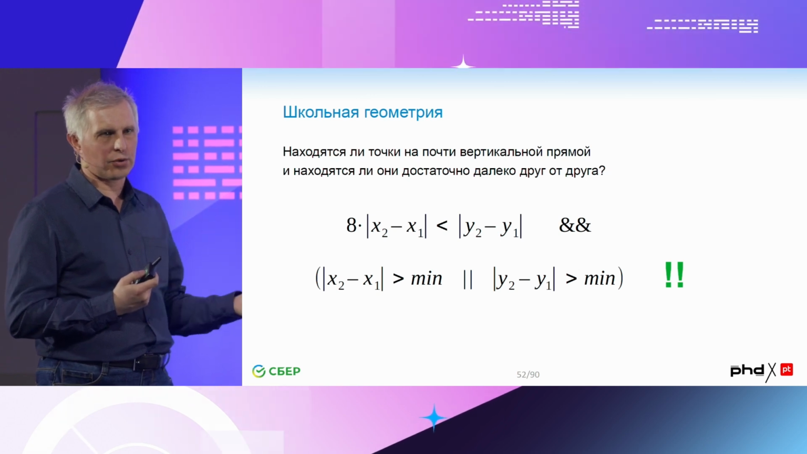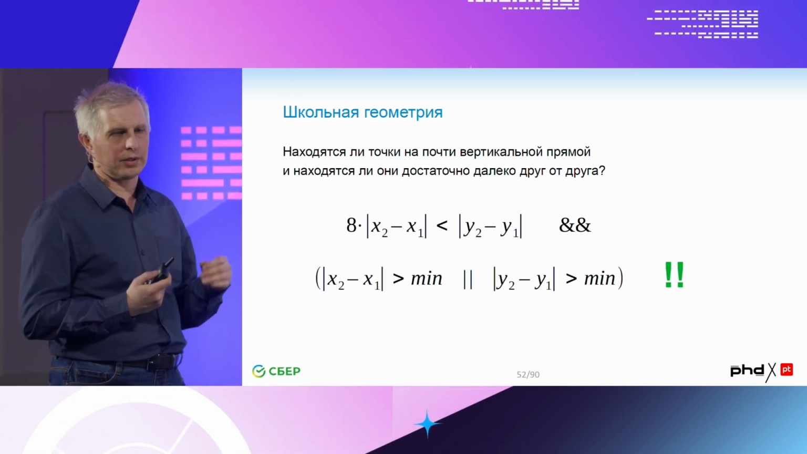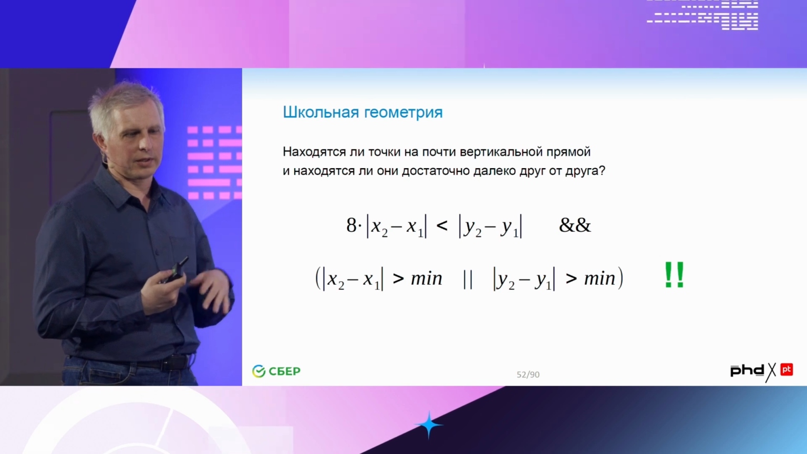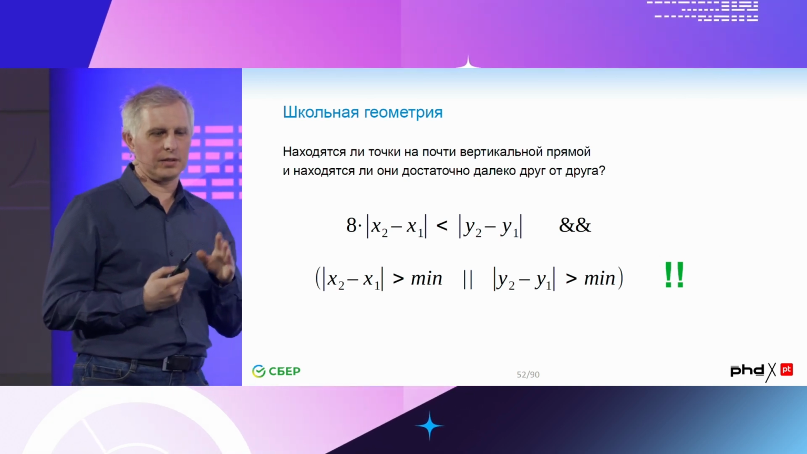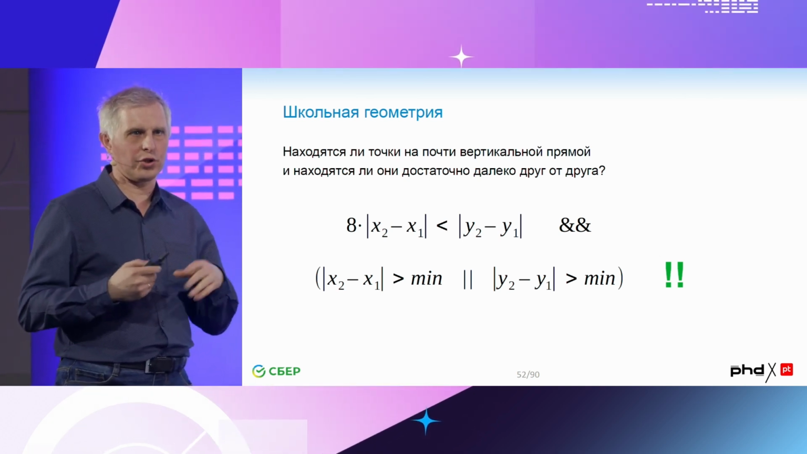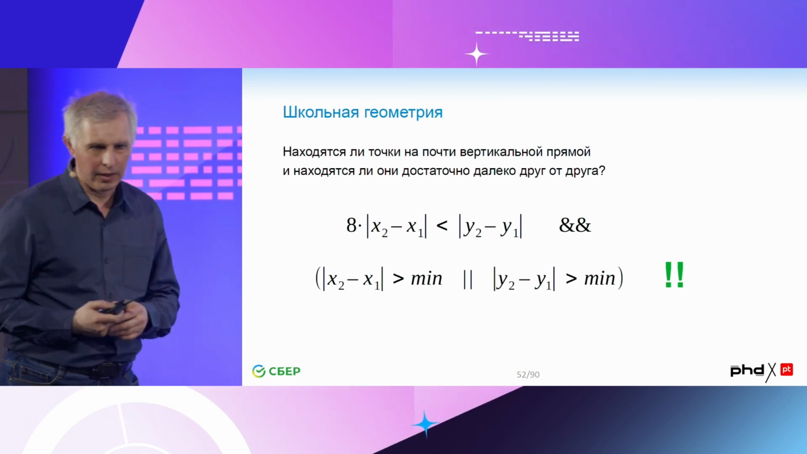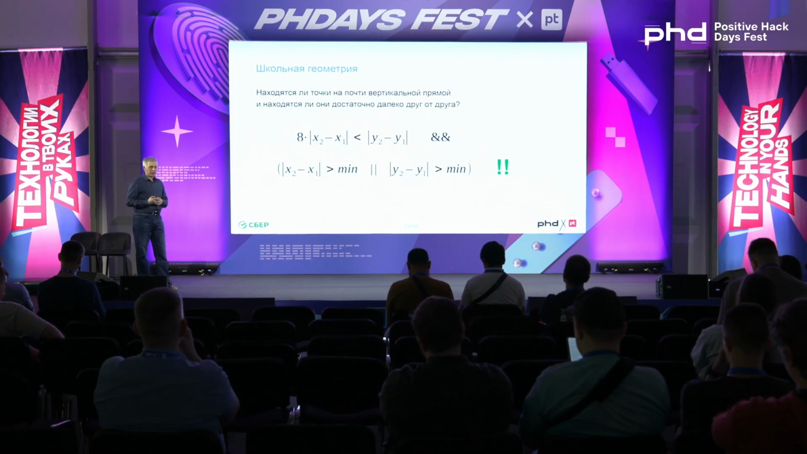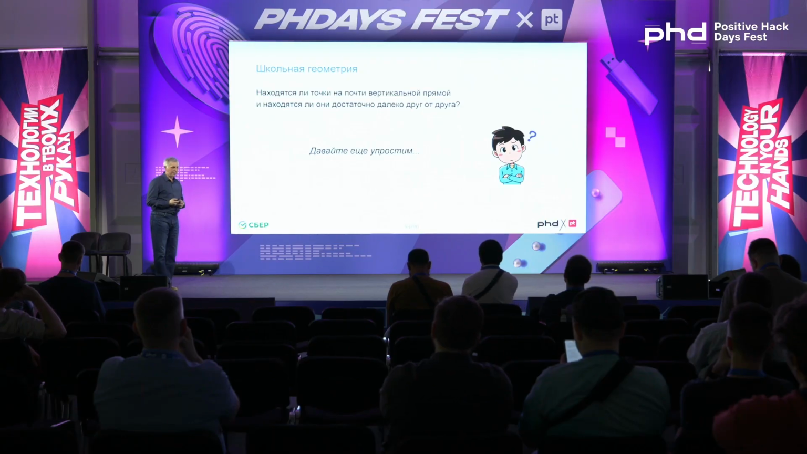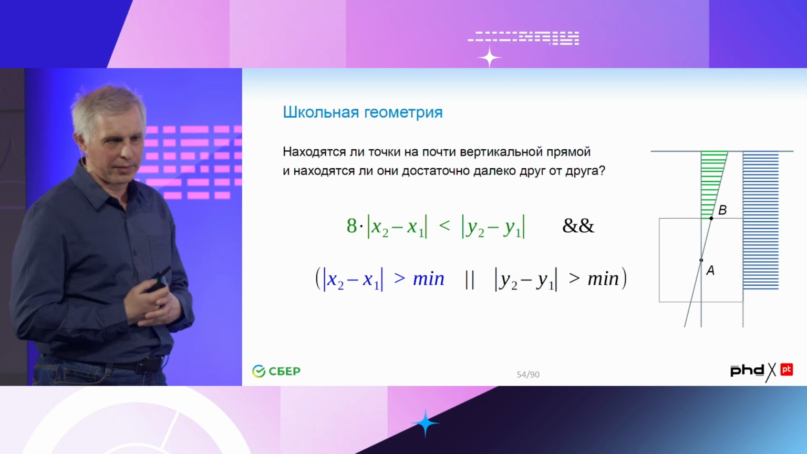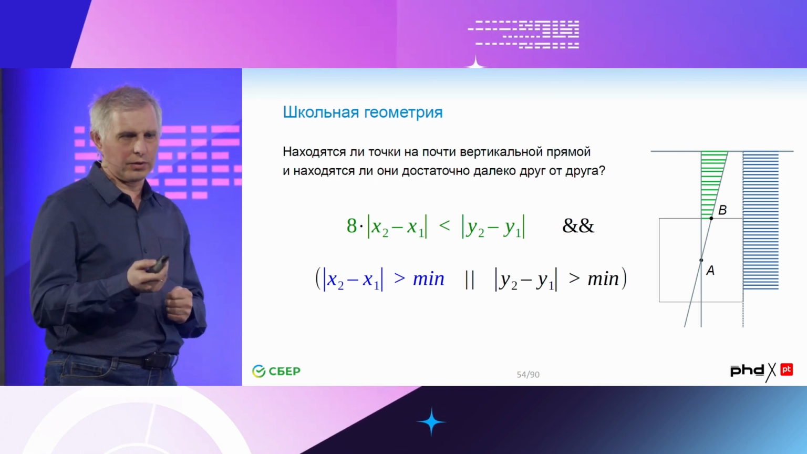We need to write the second condition. The difference of x on module is bigger than this minimum. These would be points outside of the square. There are no squares to compute. Then it's more simple. Let's simplify it again. Can we simplify it again? Because we are real programmers to the end. We need to simplify it to the end.